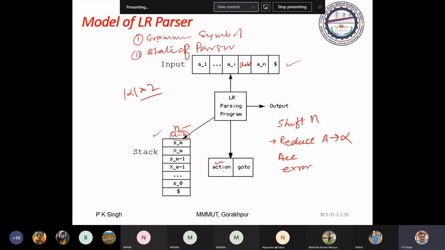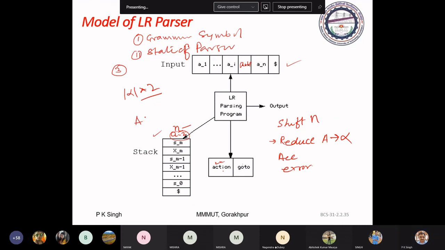So if mod alpha is 3, means we have 3 symbols on the right side of the production, then we have to pop out 6 symbols of the stack. Why? 3 symbols matching with the right side of the production and 3 more symbols representing the states associated with them. So you have to pop out 6 symbols of the stack and push in the left side of the production, that is A.